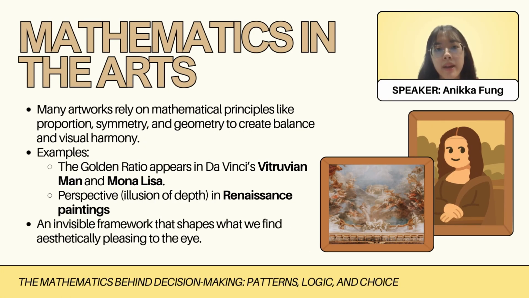Although it may seem that math and art are on two different spectrums, many artists actually use mathematical principles such as proportion, symmetry, and geometry to create works that feel naturally balanced and pleasing to the eye. For example, the golden ratio appears in many of Leonardo da Vinci's works, like the Vitruvian Man and the Mona Lisa, which helps shape the proportions of faces and bodies and entire compositions.